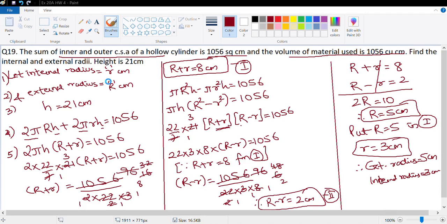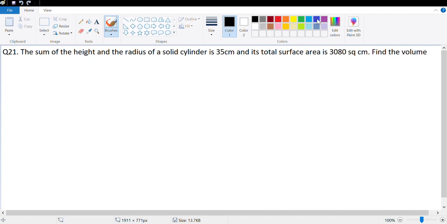The next question that we do is question number 21. Question number 21 says the sum of the height and the radius of a solid cylinder is 35 centimeter. So what's given is r plus h is equal to 35 centimeter. Let's just read it again. Sum of height and radius is 35. Total surface area is 3080. So total surface area is equal to 3080, and total surface area, the formula is 2 pi r times (r plus h). Right? Find the volume.